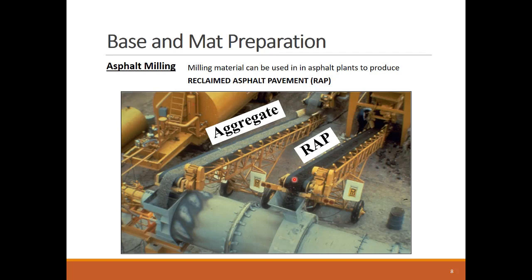as the asphalt content in the RAP material has been oxidized over its previous life years. This photo here shows the conveyor in the batch plant carrying the aggregates and the RAP material to the drum dryer.